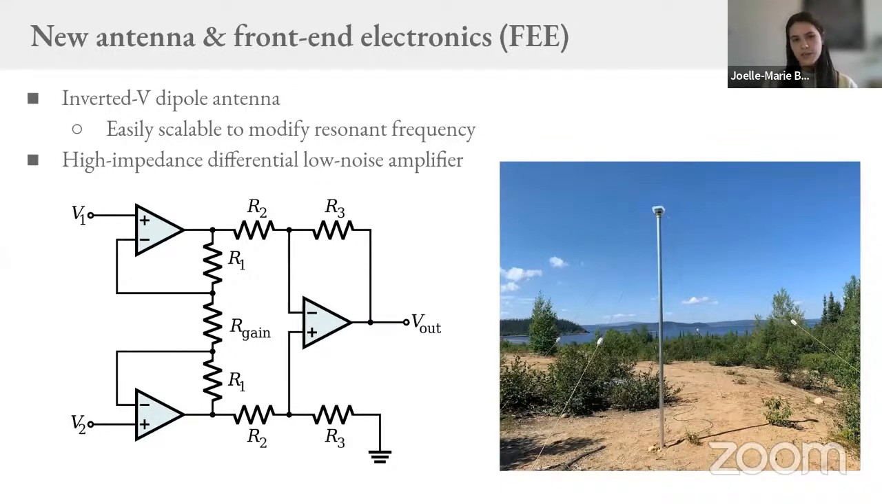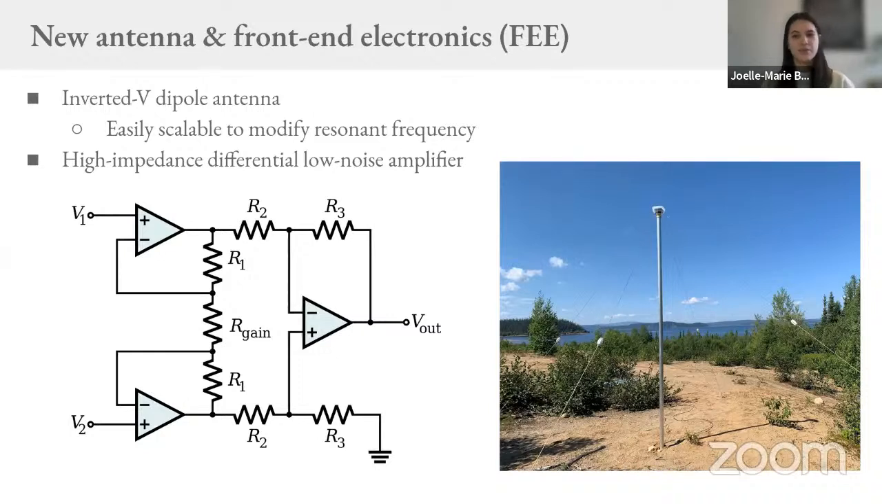And the antenna that we're developing, which you can see in the picture on the right, and it's also the title slide, is an inverted V dipole. And one nice thing about this kind of antenna is that it is very cheap. It's just a pole and some wire, and it's really easily scalable.